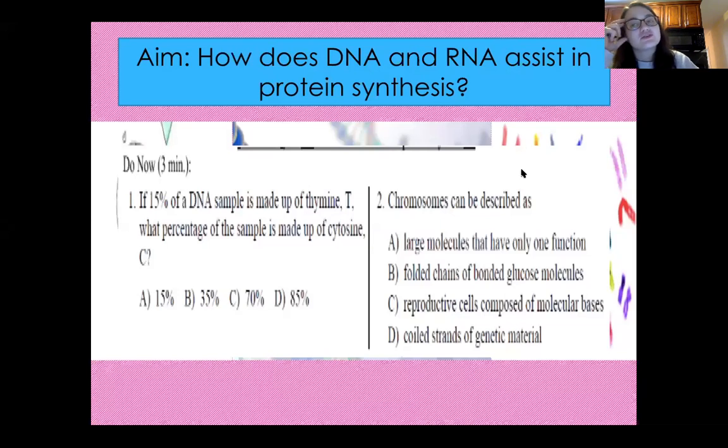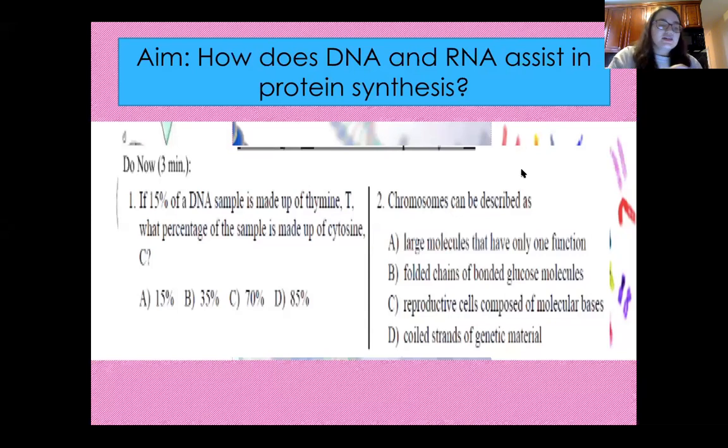So make sure you have your notes for day 4 out. We will be going through this PowerPoint together, so you guys have got everything you need to fill out that worksheet that is due Thursday at midnight. So today's aim is, how does DNA and RNA assist in protein synthesis?